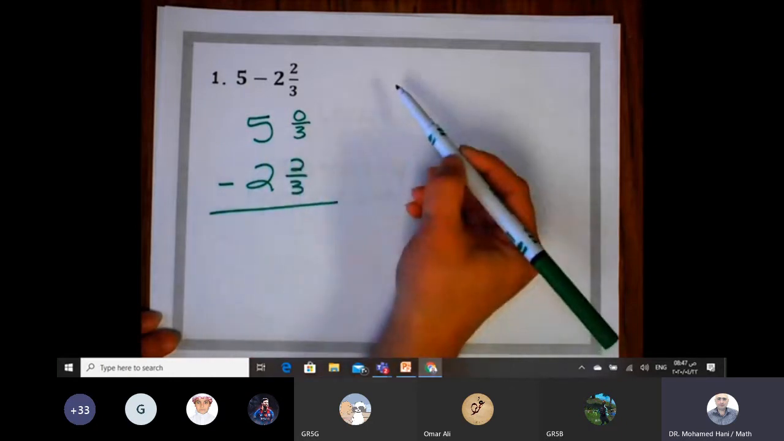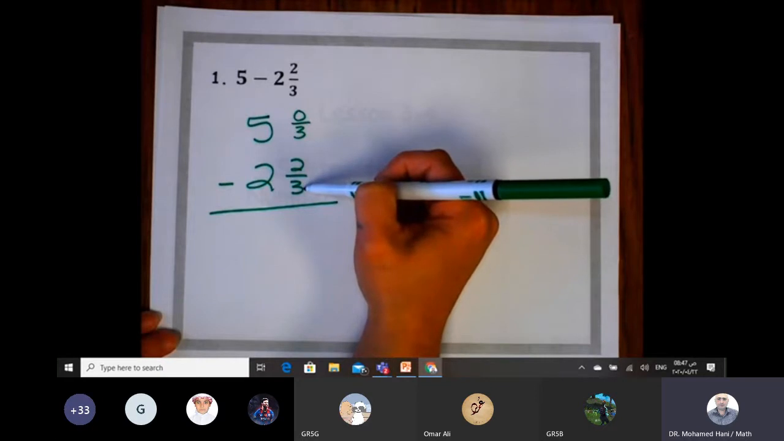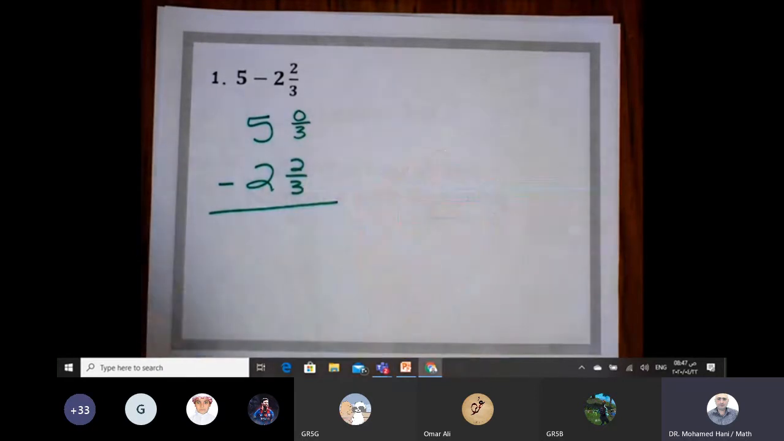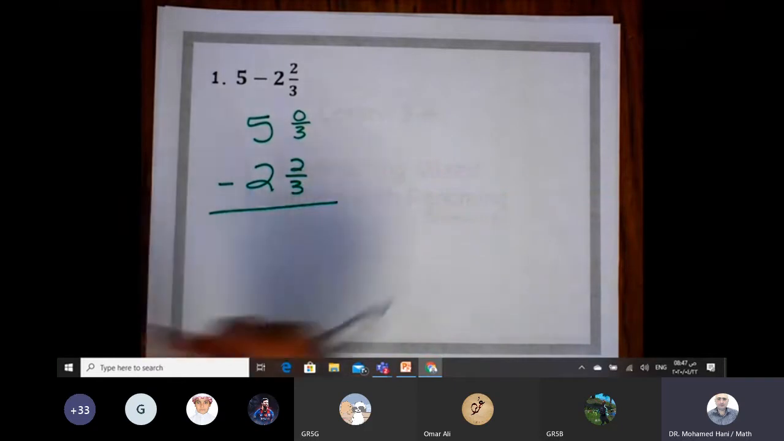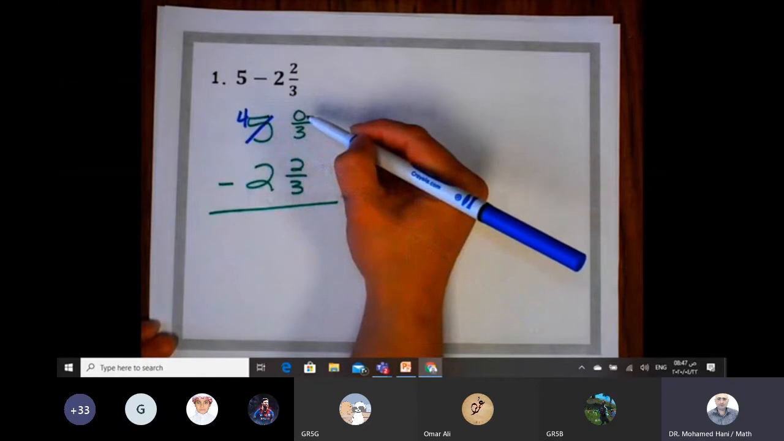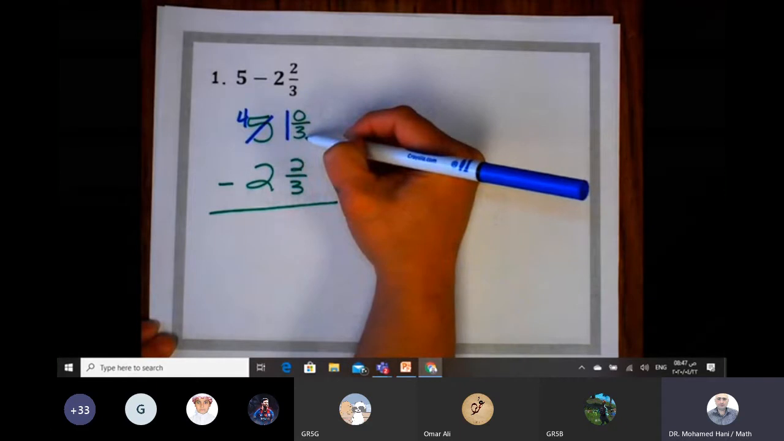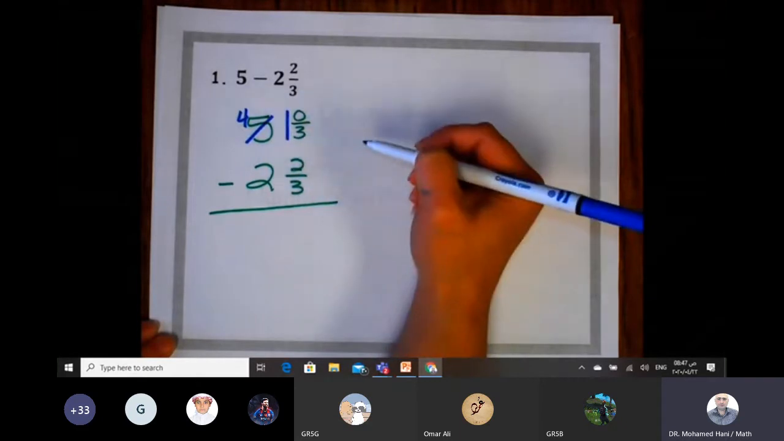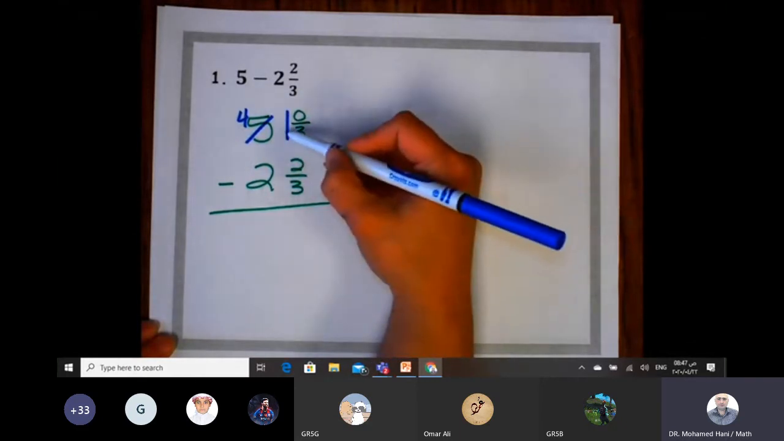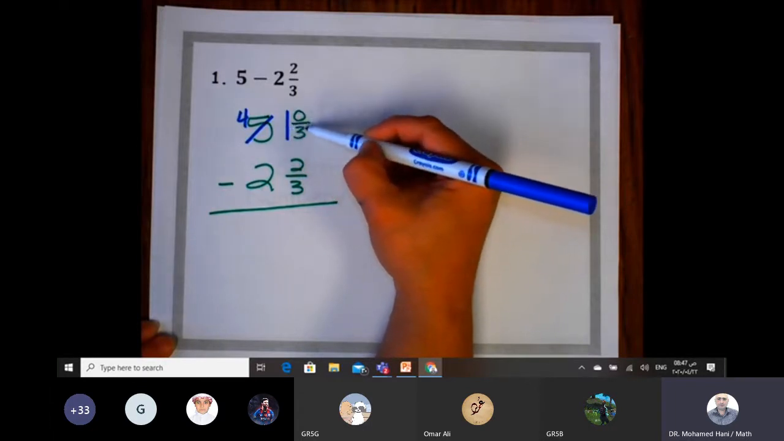Now let's see if we can subtract. 0/3 minus 2/3. We cannot do that, so we have to borrow. So I'm going to borrow from the 5. The 5 becomes a 4. And notice I just borrowed 1 whole. So add your 1 whole in front of your 0/3. So now I have 1 0/3. Notice that did not help me any. So I have to find a way to use 1 0/3.